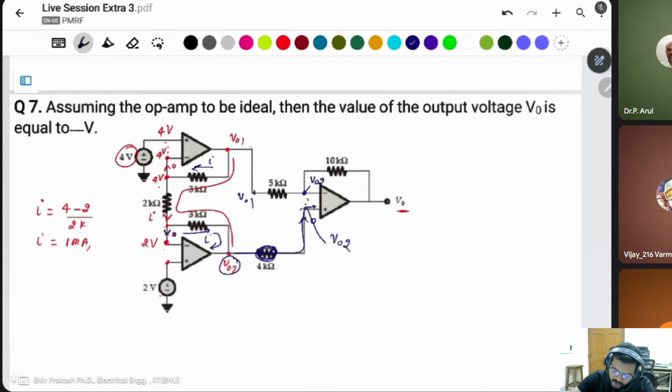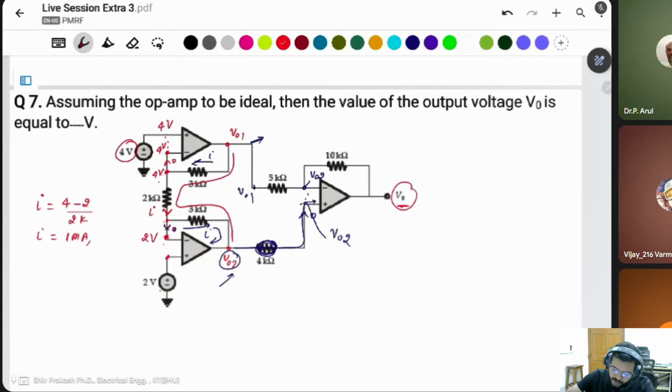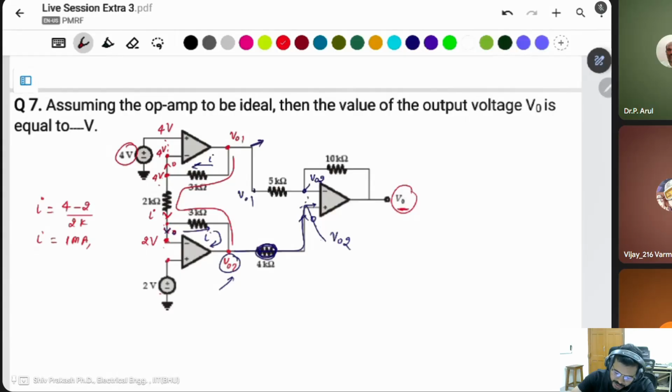How can you find the voltage? This voltage and this voltage. If we get the value of these two voltages, then we will get the final value of the output voltage. How? What is this voltage? You can use the KCL here at this point, at the 4 volt node.